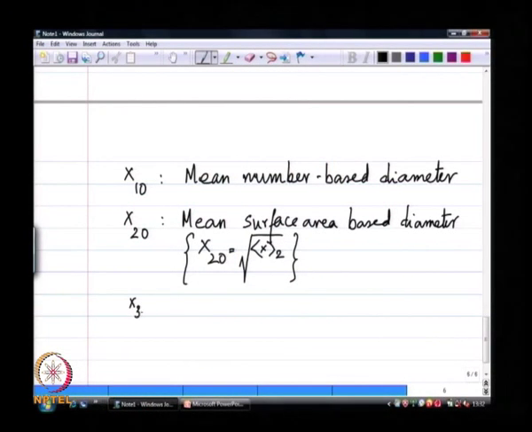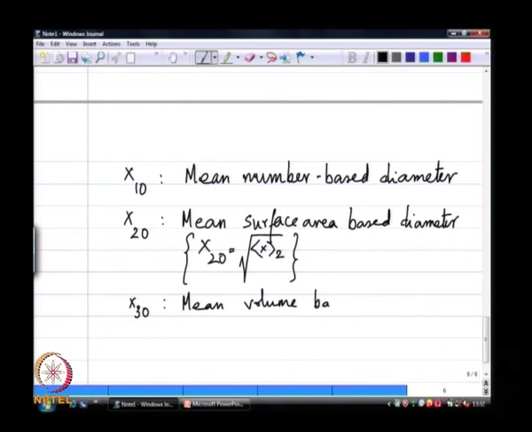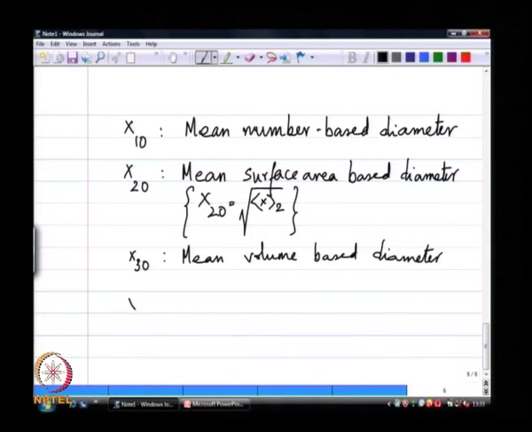Likewise, X30. So, these are all diameters, that is the point to note here. They have the same units as diameter, but they are all different physical quantities, because now X30 tells me sort of their average volume. So, it tells me where the volume is concentrated. Another, X32, I want to write this out.